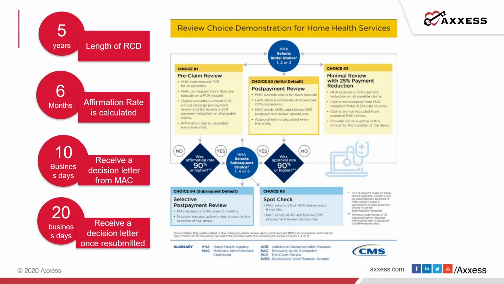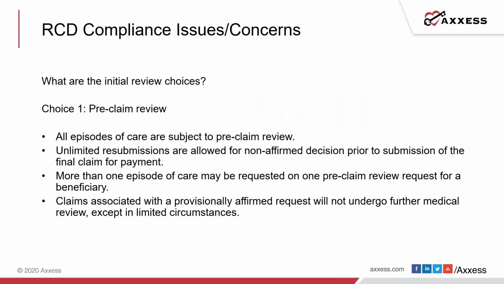If you go on to have a 90% affirmation rate, then you are eligible to choose between the pre-claim review, which we mentioned earlier, or a selective post-payment review, which takes a statistically valid random sample of your claims, or you can do a spot check where 5% of your claims for a 6-month period are reviewed. If you don't make a choice during that particular selection period, you will be defaulted to choice 4. So Arlene will go into some details on each one of these selections.